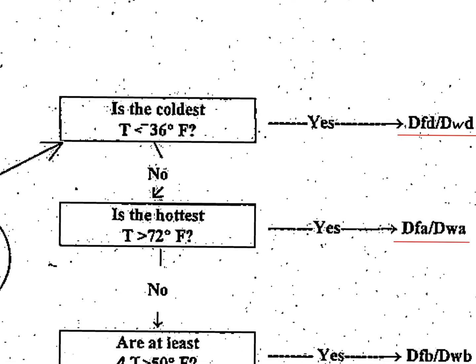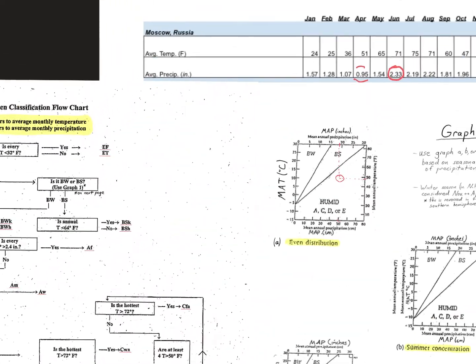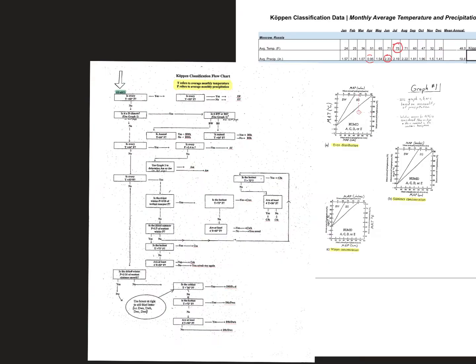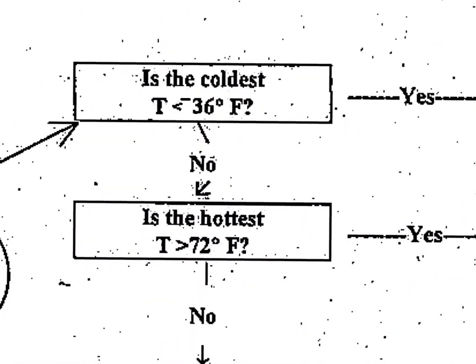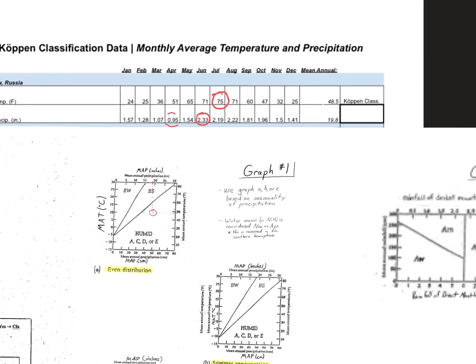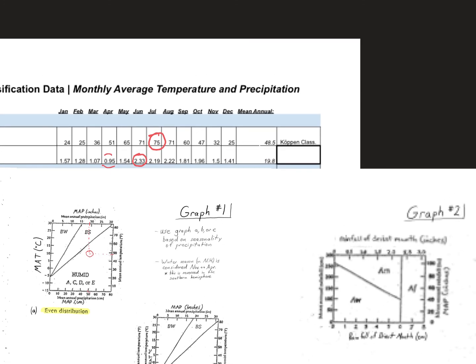Is the hottest temperature greater than 72 degrees Fahrenheit? Go back up to the data. And we can see July, we have a 75 degree temperature here. So we are greater than that 72 degree cutoff. Is the hottest temperature greater than 72 degrees Fahrenheit? Here's where we're able to say yes. And there we have our end, our terminus. We have identified this location as a DFA/DWA Koppen classification. So on our answer sheet here, we would write a DFA/DWA Koppen classification. And there we have it.